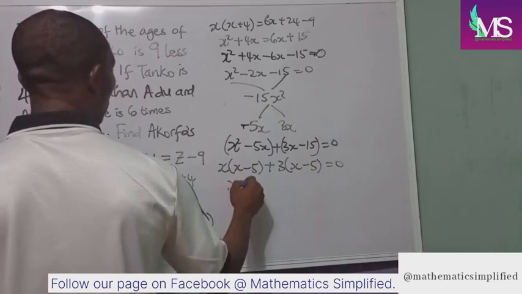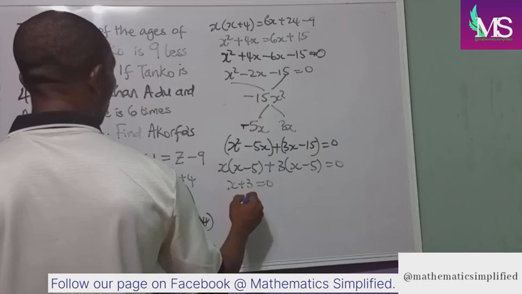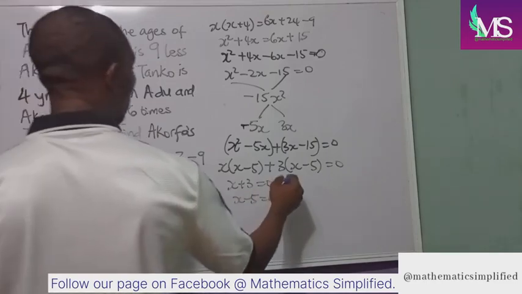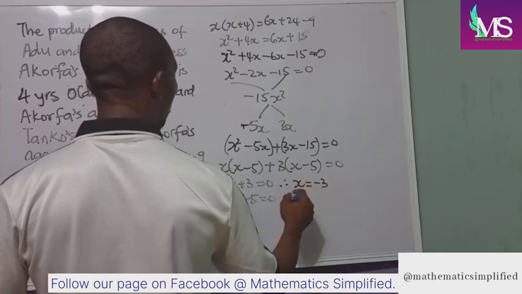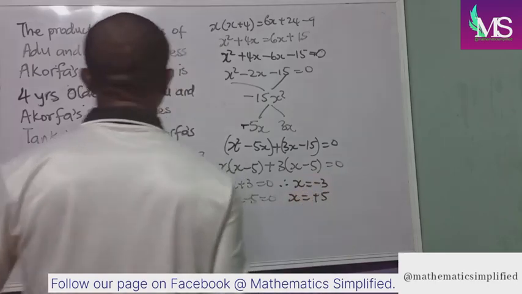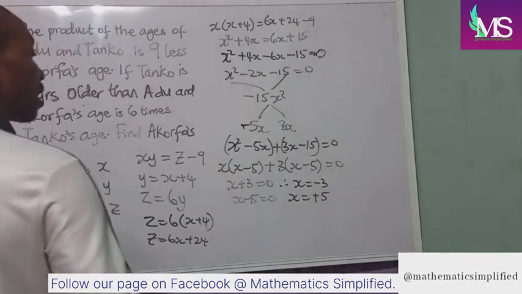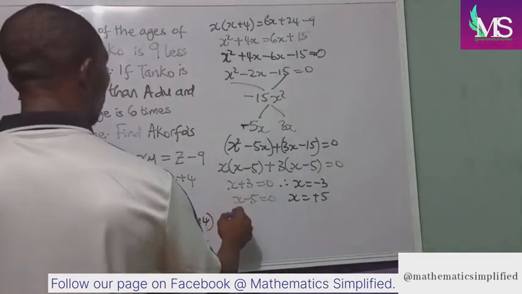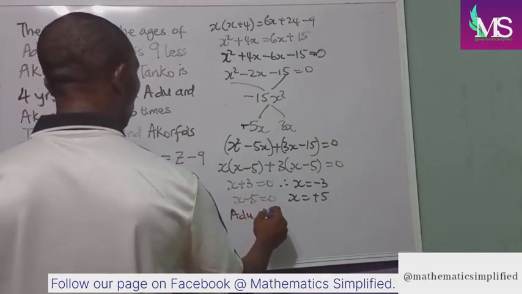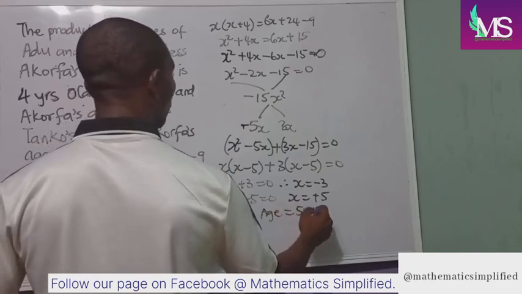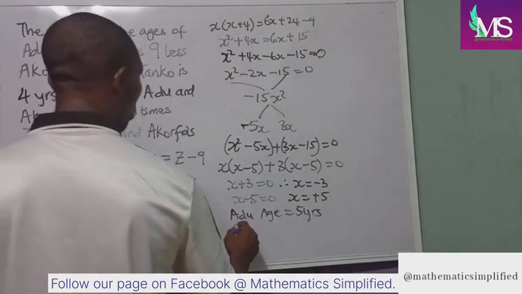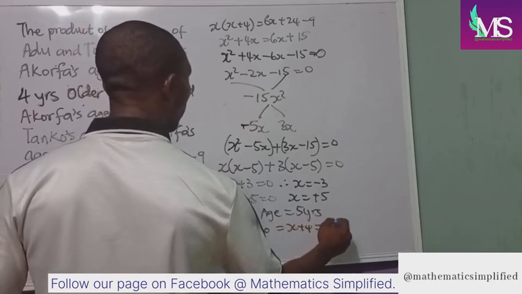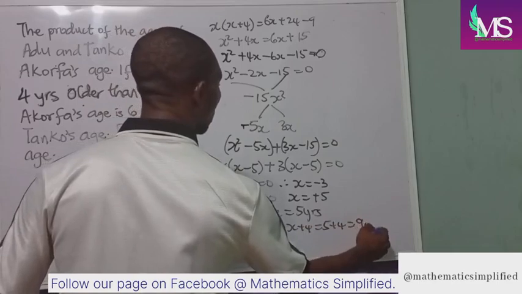So here we're having X plus 3 equal to 0, X minus 5 equals 0. Now, in getting our answer, therefore, X equals minus 3, X equals plus 5. Now, because we are talking about ages, X cannot be negative, so our X will be representing 5. So that means Audu's age is going to be 5 years. Now looking at Tanko's age, which is X plus 4, will become 5 plus 4, which will give us 9 years.